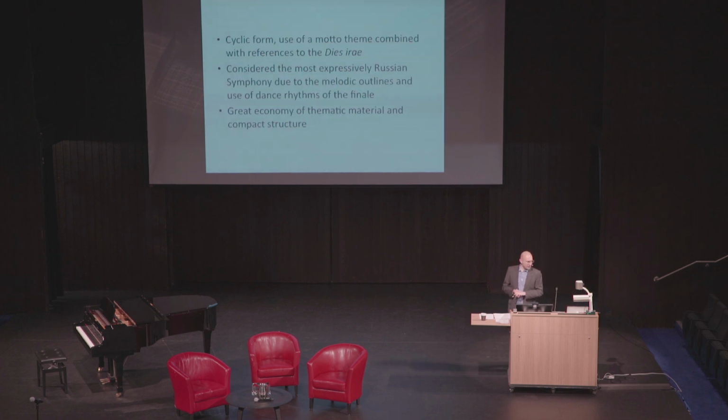It has a cyclic form. I mean, it has obviously the sonata form as a base for the first movement. Rachmaninoff was a great traditionalist. However, he does use motto themes throughout the work, which unifies the work, and he uses the Dies Irae plain chant. Who knows what that is?